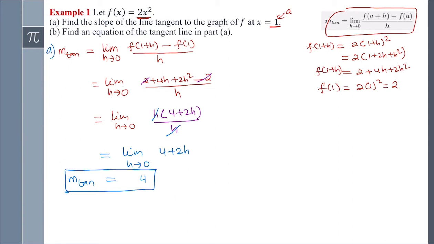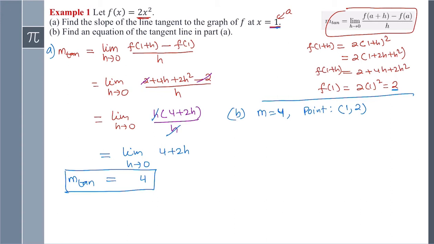Now, part B says find the equation of the tangent line. Now, we have this slope m equals 4. We need a point to find the equation of the tangent line. So our point is: the x value is 1 and the y value is 2. So we are going to find the equation of the tangent line at (1, 2).